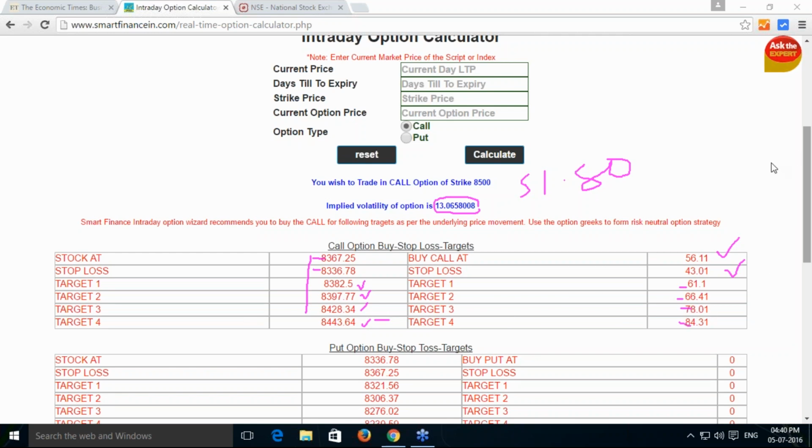This is the outcome of this particular method. And this tool, people have been using from 2009 onwards. Many traders around the globe have been using this particular tool from 2009 onwards.